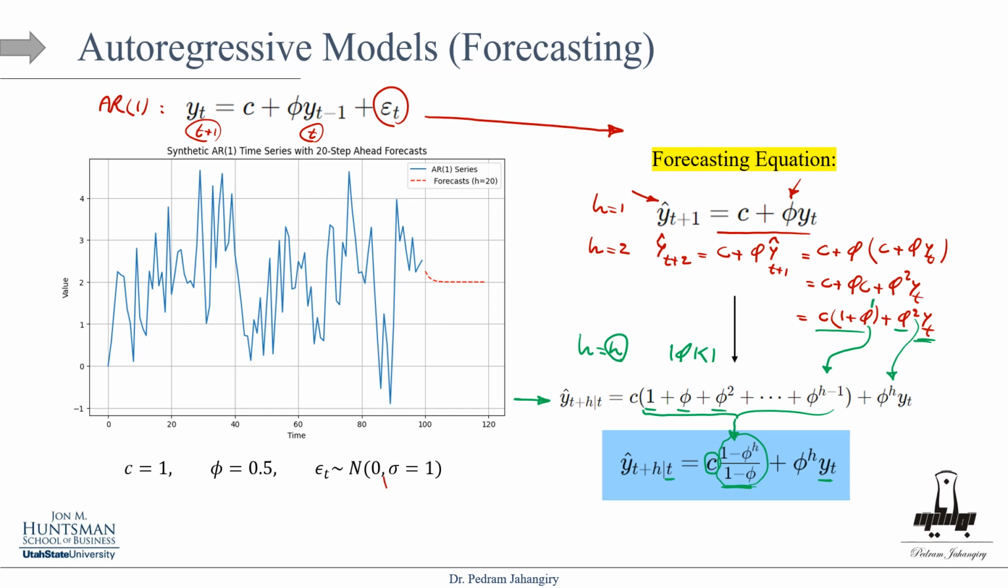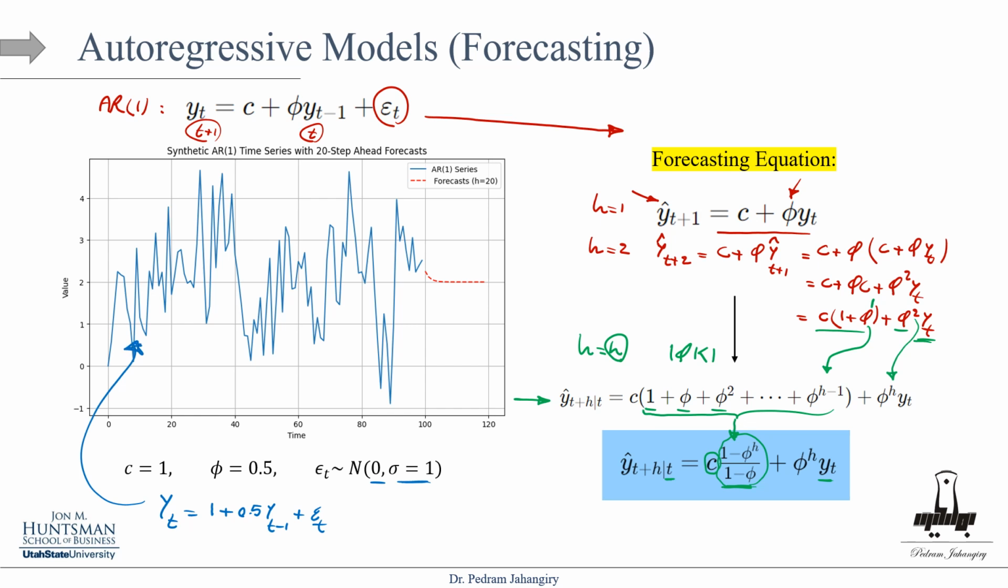So for example, here is a synthetic data set. By the way, the Python notebook is available on GitHub as well. So we are creating a synthetic AR(1) time series, and this is it. This is our y_t with c equal to 1, phi equal to 0.5, and plus some errors. Our error is normally distributed with average 0 and variance 1, or standard deviation 1. And this is how it's going to look.